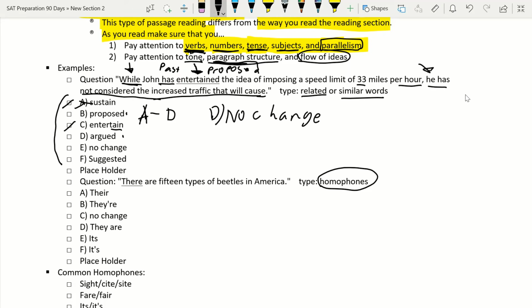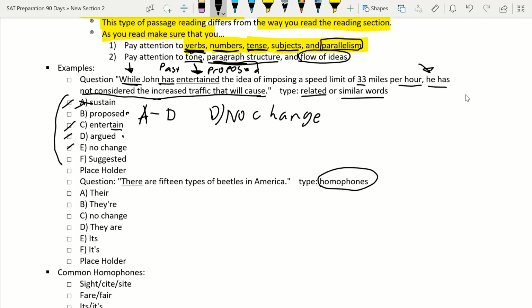Well, if we're going to use argued, we really want to know which side he's arguing, and we don't know that if we were to use that word. So that's why I can get rid of argued. As far as no change, like I said before on why we had to change it to proposed, if we use entertain, we're not getting that contrast that the sentence is setting up. So we can get rid of no change. And now we're left with suggested.